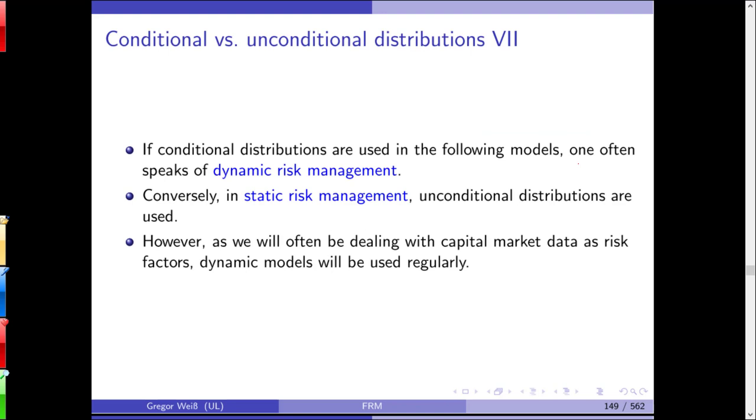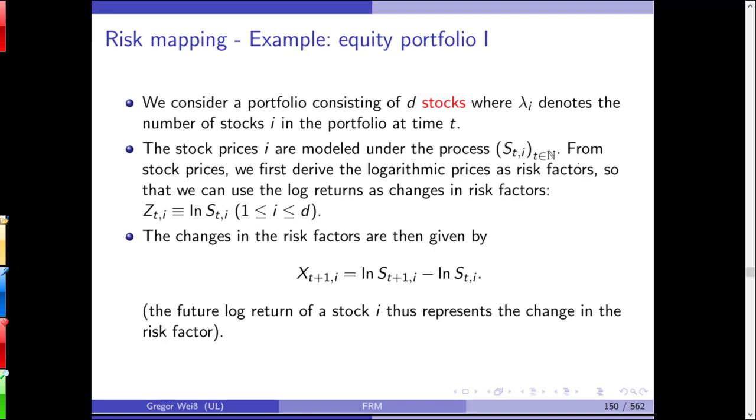I told you this, dynamic risk management if you use a time-varying model, it's static risk management if you use an unconditional model. Okay, so let's start with some very simple examples. We consider a portfolio that consists of D stocks, and lambda I denotes the number of stocks I in the portfolio at time t. The stock prices are modeled under the process STI.